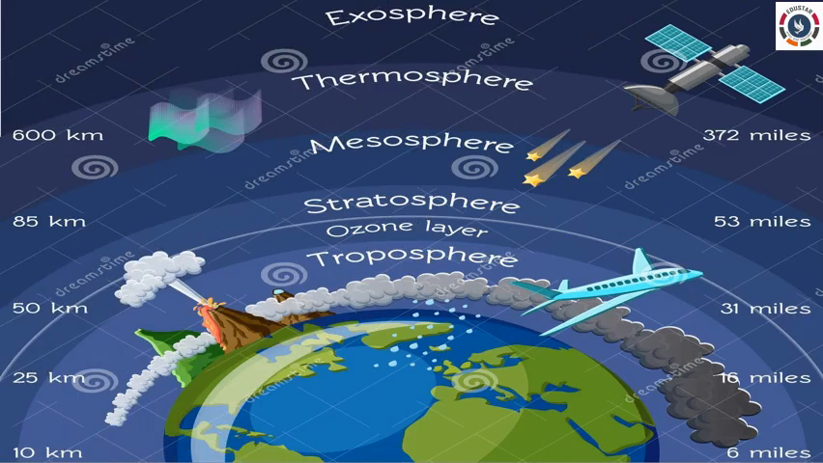Next is about atmosphere. Atmosphere means air. It is a mixture of gases such as nitrogen, oxygen, carbon dioxide, water vapor and other gases. Atmosphere covers the earth like a blanket and acts as a filter to protect us from harmful rays of the sun.